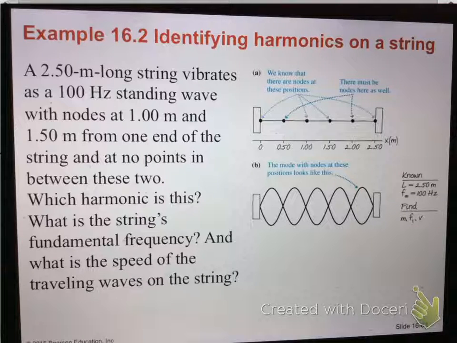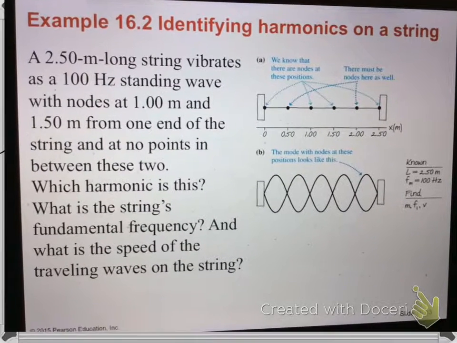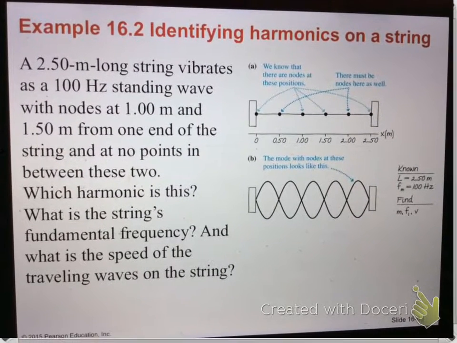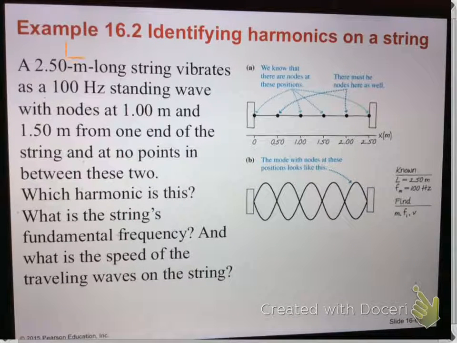We are given the length of a vibrating string to be 2.5 meters, and we're given that it vibrates at some sort of frequency of 100 hertz. And it has a node at 1 meter and 1.5 meters from one end of the string, and no points in between those two. Which harmonic is this? What is the string's fundamental frequency? So that's F1. And what is the speed of the traveling wave?